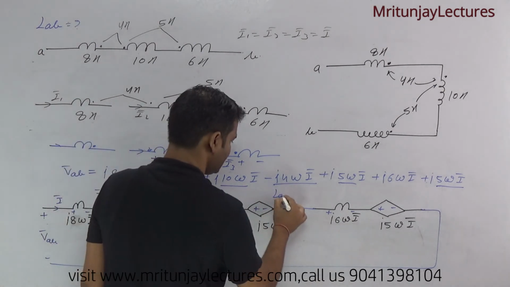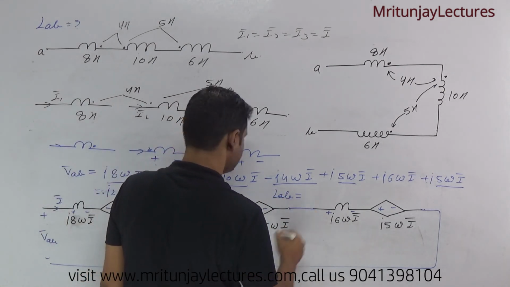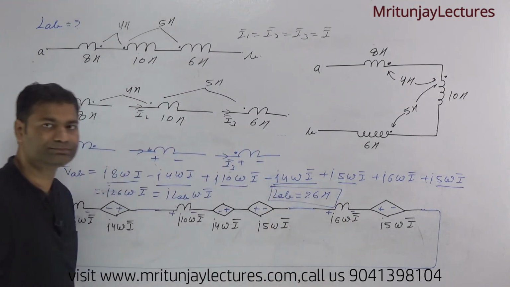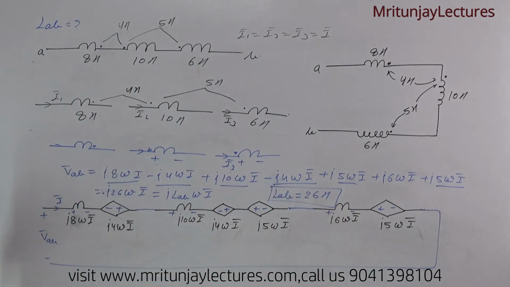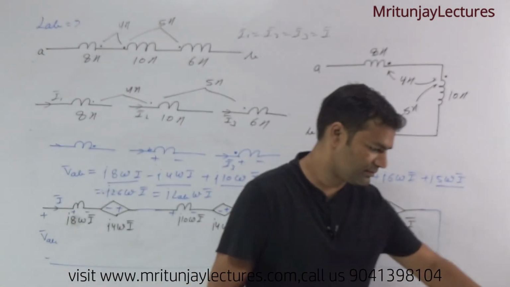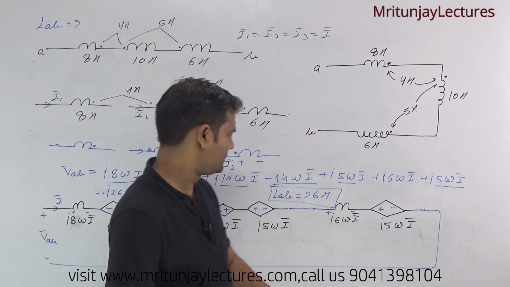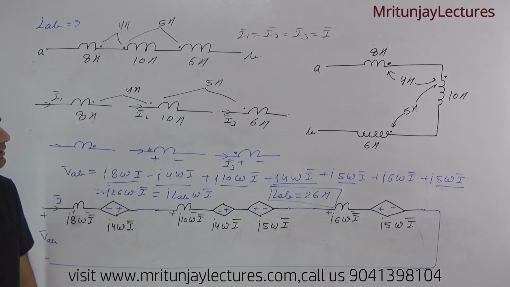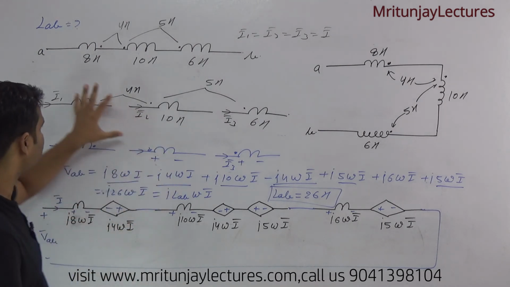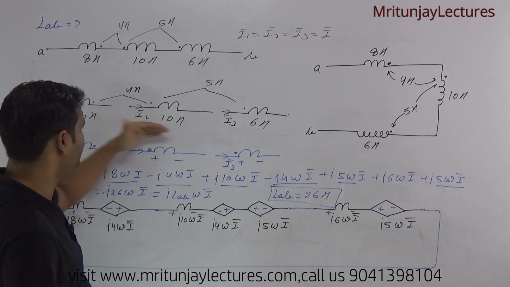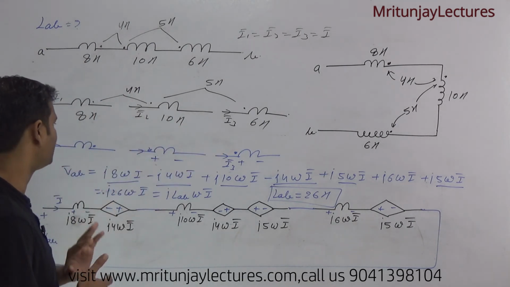So L of AB, the equivalent of AB, is 26 Henry. This is the final answer. Make it clear. That is the equivalent inductance between A and B, that is AB, 26 Henry. Make it clear. Very simple. First, make it in a very simple way like this one. After that, break it like this one for simplicity.